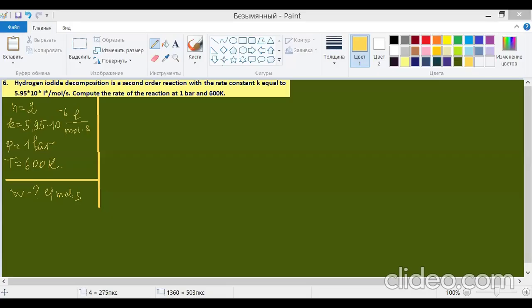Okay, now I hope that all of you are ready to proceed to the next problem. It is a problem which needs to be solved. Hydrogen iodide decomposition is a second order reaction with a rate constant K equal to 5.95 times 10 raised to minus 6 liter per mole per second. Compute the rate of the reaction at 1 bar and 600 Kelvin.